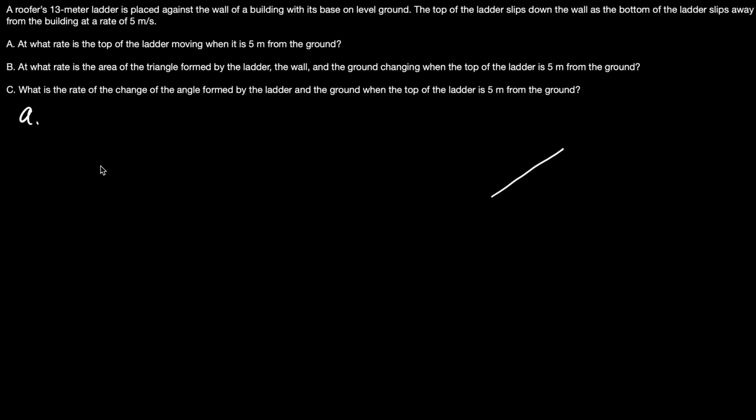Here's our ladder. This blue part's gonna be our wall, or the distance between the top of the ladder to the ground, and the green part's gonna be our ground. We're given that this is a 13-meter ladder, so 13 meters. We're given that the bottom of the ladder is slipping away from the building at a rate of 5 meters a second.